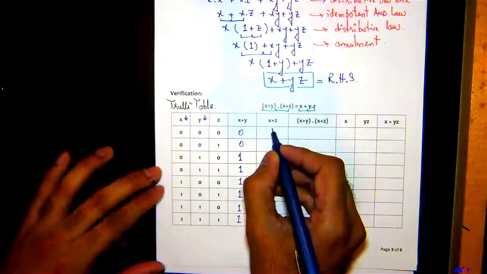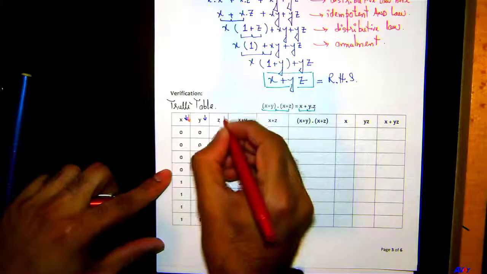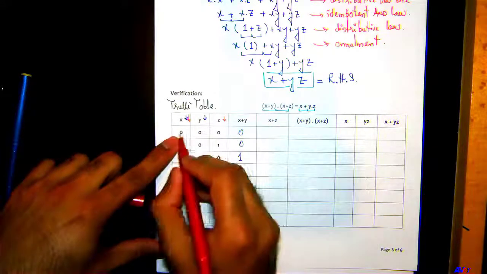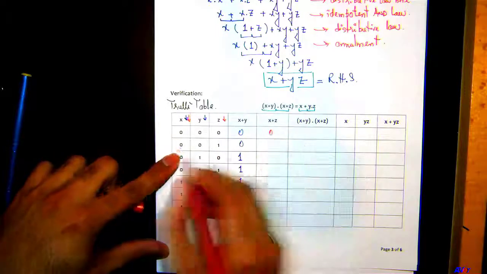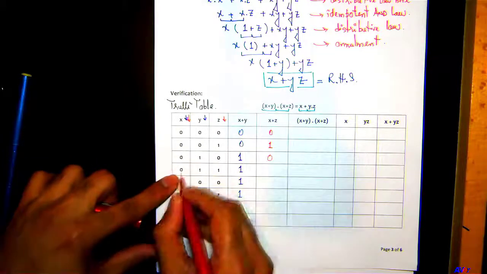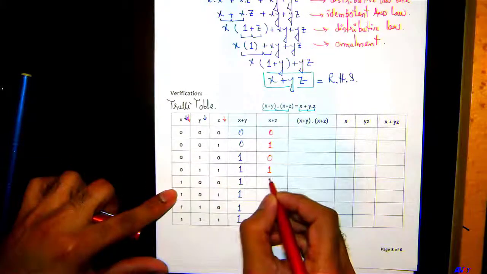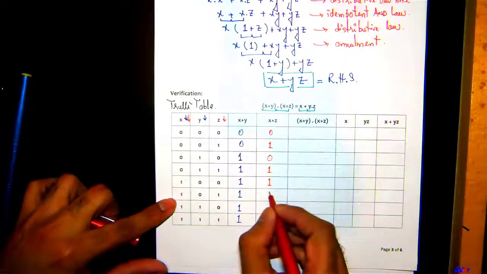X plus z. Now we are looking at this right here and this right here. 0, 0 gets you 0. 0, 1 gets you 1. 0, 0 gets you 0. 0, 1 gets you 1. 1, 0 is 1. 1, 1 is 1.